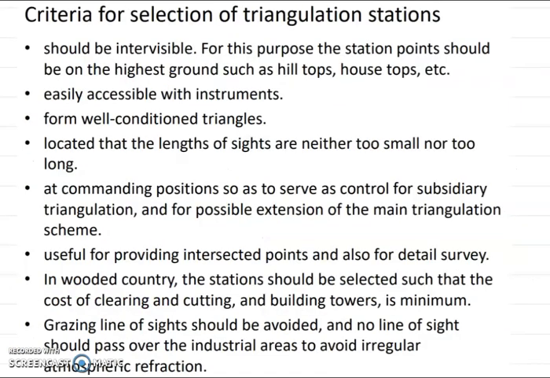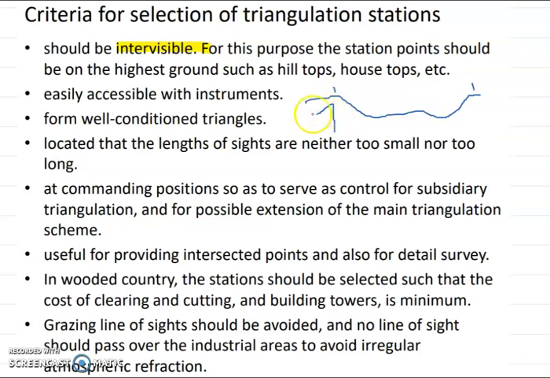Next is the criteria for selecting a triangulation station. Obviously, as I have told before, the first thing is the stations should be intervisible. So if you want the stations to be intervisible, then the station point should be selected on the highest point of the ground. If your ground profile is like this, where you will keep your signals or triangulation stations will obviously be on the peaks. They should be easily accessible with the instrument. You should not go where the ground is broken. Let's say your topography goes like this and down like this. You should not go to a place like this because it may not be accessible.